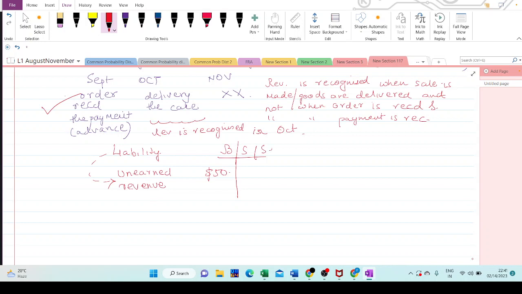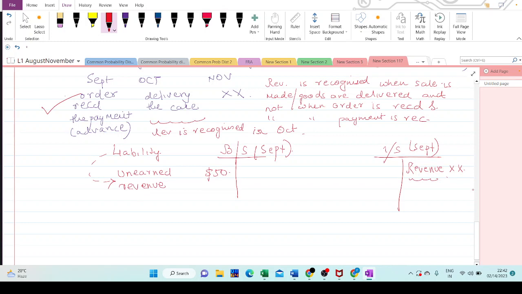Now this is the balance sheet of September. In the income statement of September, no revenue would be recognized, right? Because we've received the order, we've received the payment in advance, but we have not made the delivery in September, so we won't recognize any revenue in September.